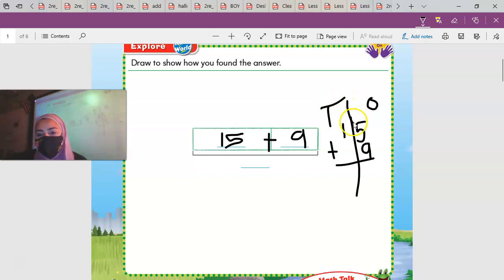Now, what are we going to add first? The ones or the tens, class? The ones. What's 5 plus 9? Good, 12. The 2 stays at the ones place, and the 1 gets kicked upstairs on the elevator to the tens place, right? Now what's 1 plus 1? 2.